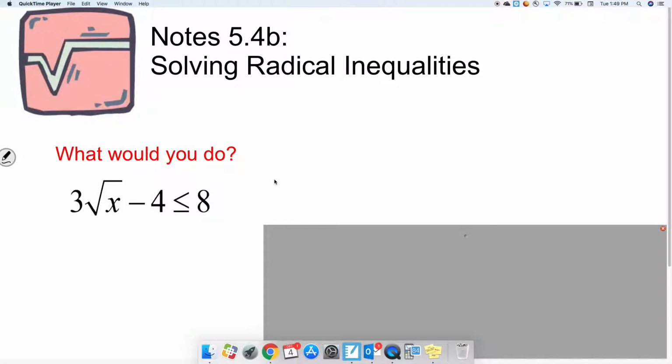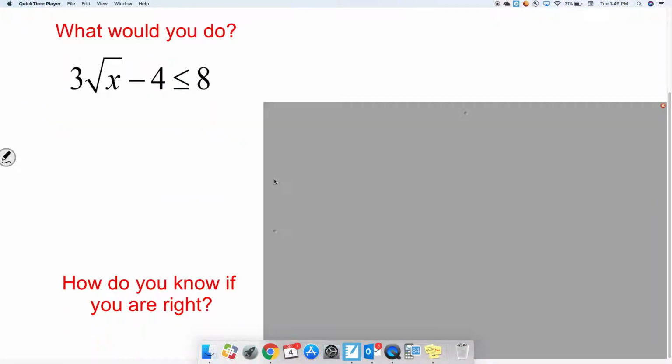Follow-up question to this is, how do you know if you're actually right? So once you get an answer, maybe check with your group. Does your answer actually work? Okay, so what would you do to solve that inequality?